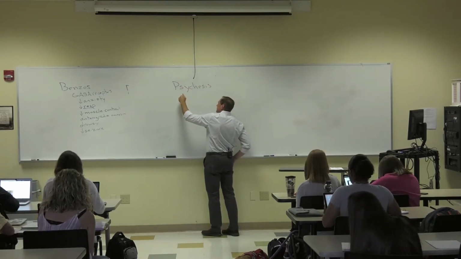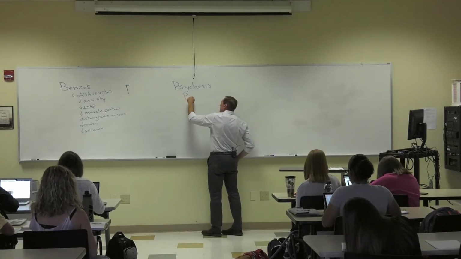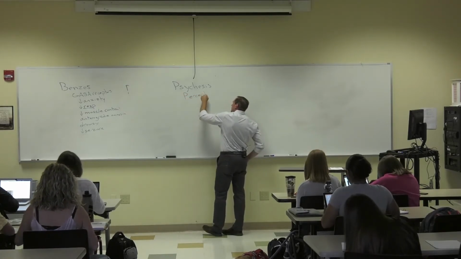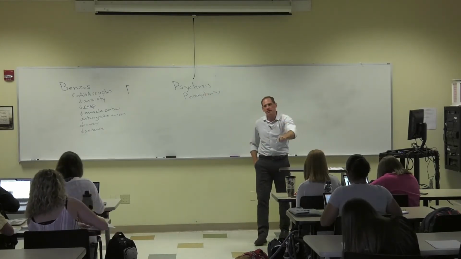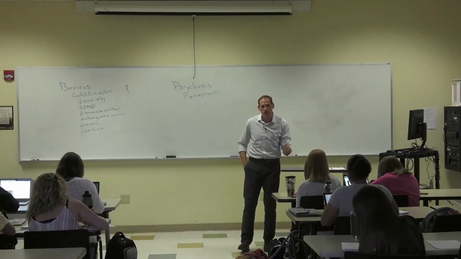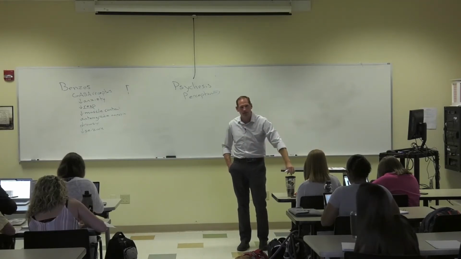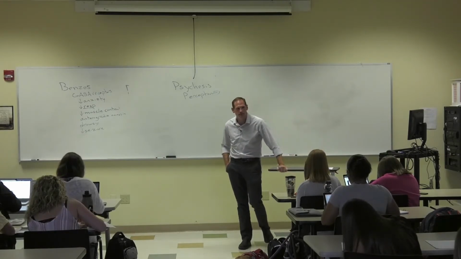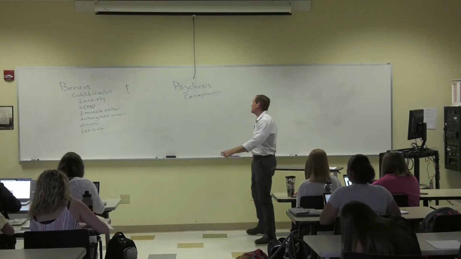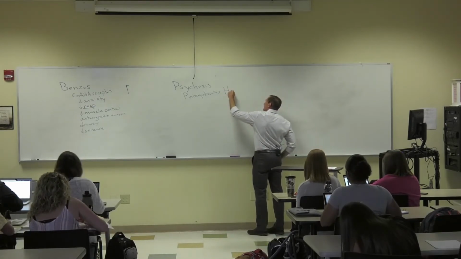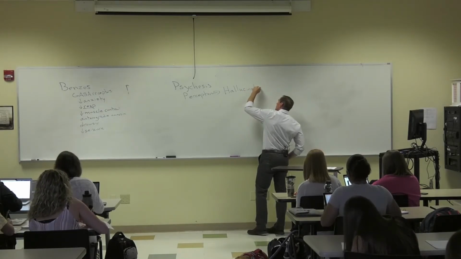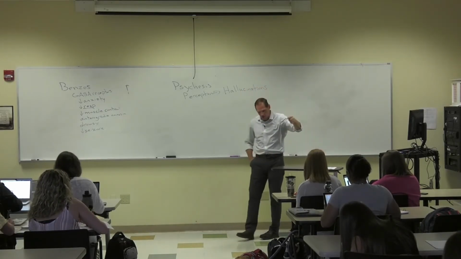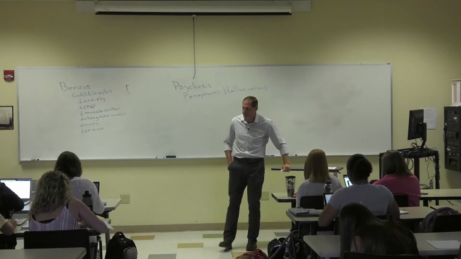So the first form is perception, and that's going to be manifested by perceiving things that aren't there, or maybe not perceiving things that are there. What's the name for that? Hallucinations. What is the most common form of hallucinations? Auditory, hearing things that aren't there.